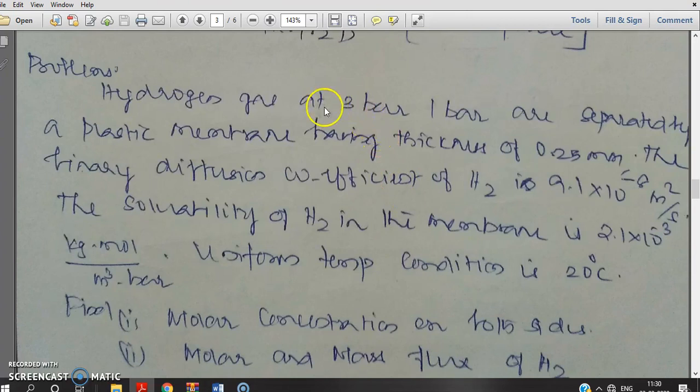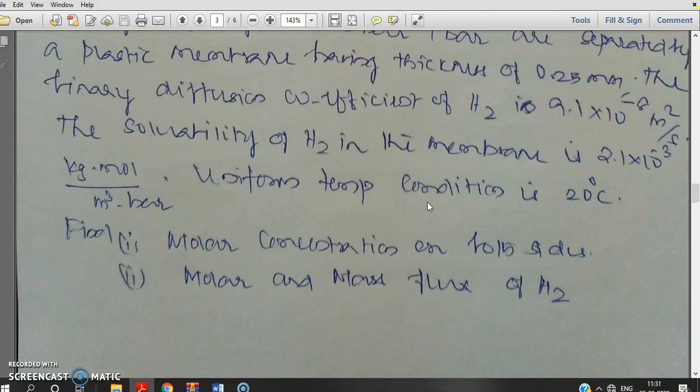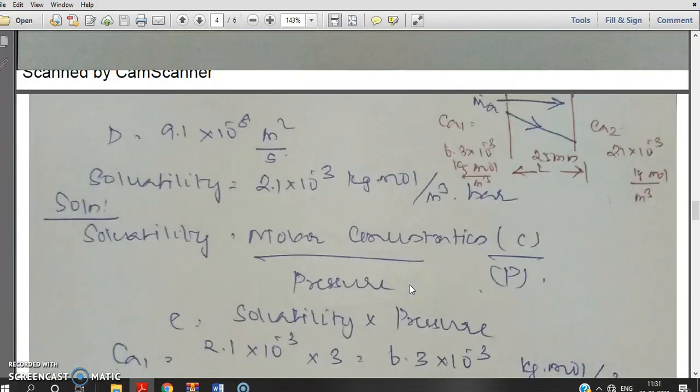Hydrogen gas, look at this problem. Hydrogen gas at 3 bar and 1 bar is separated by a plastic membrane having thickness of 0.25 mm. The binary diffusion coefficient of hydrogen is 9.1 × 10^-8 meter squared per second. The solubility of hydrogen in the membrane is 2.1 × 10^-3 kg mole per meter cube bar. The uniform temperature is 20 degrees centigrade. Find the molar concentration on both sides, and the molar and mass flux of hydrogen.